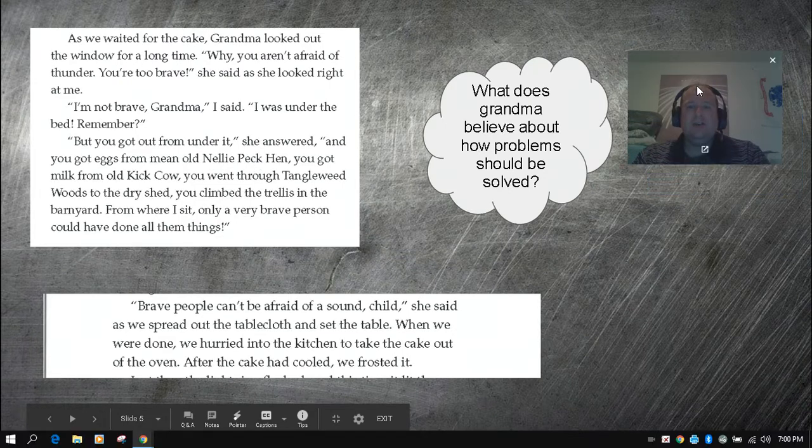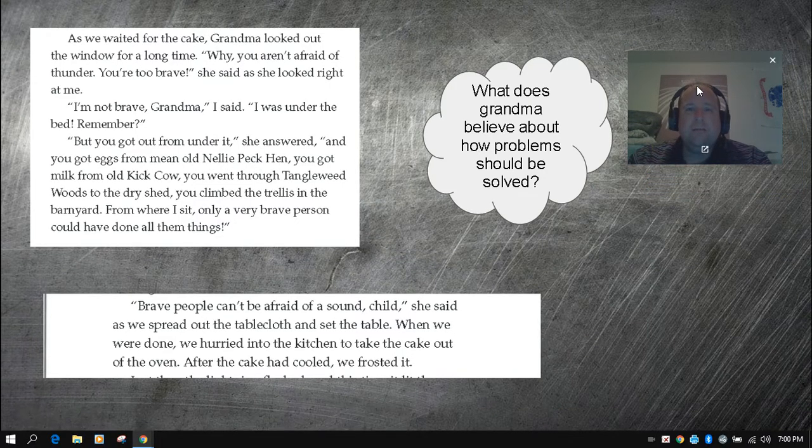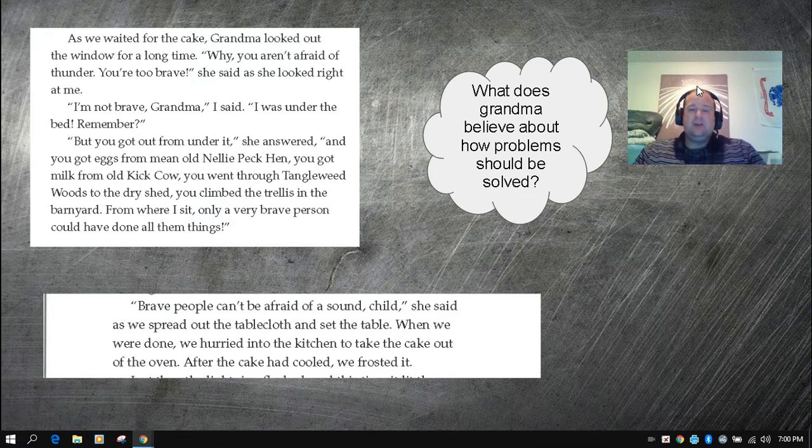Let's switch to Thunder Cake and let's think about Grandma. So we read Thunder Cake, and we know that the little girl had a little concern about her own bravery. But what does Grandma believe? What did you learn about Grandma and what she believes about how problems should be solved? Again, I'll read these two excerpts, but I want you thinking about that question, think about the whole story, and then we're going to use these two and see if we can find some text evidence, okay?